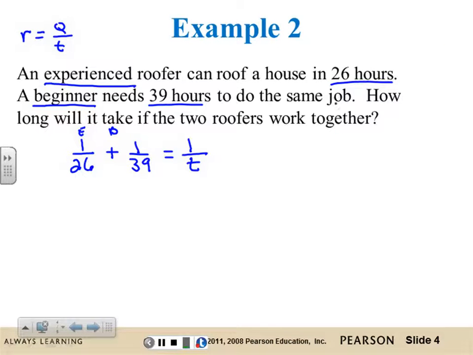If the experienced roofer can do it in 26 hours, and then we have a helper coming along that can do a roof as well, it's going to take this experienced roofer less time to do the roof. So if they're working together, I expect my T here to be less than 26 hours because they're working together. So if he can do it in 26 hours by himself, then working together, it should take less than 26 hours because now he's got some help. So let's see what happens.